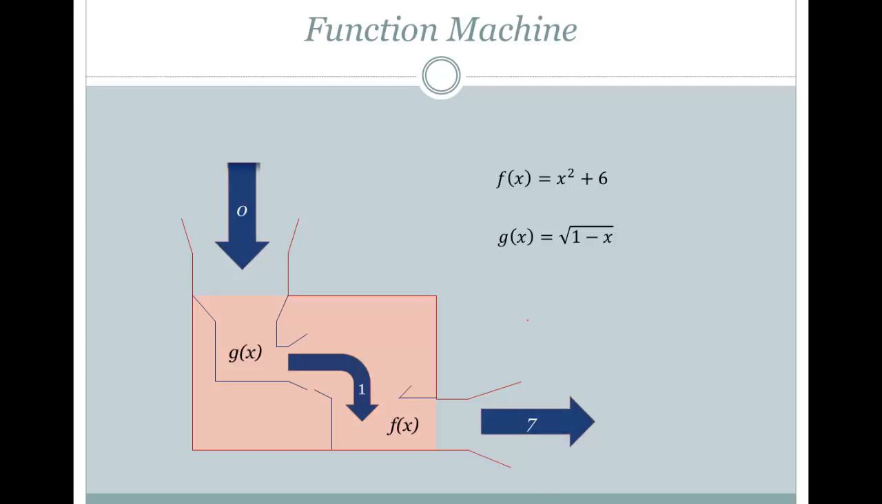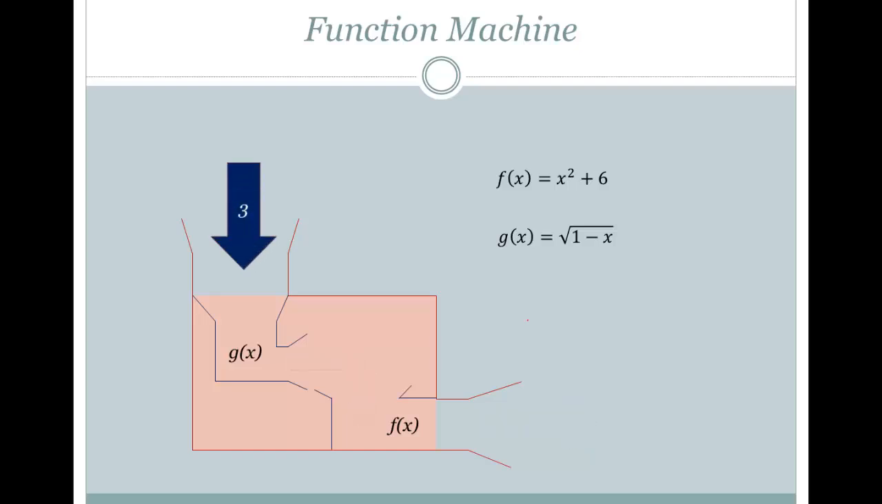Let's do another one. Let's plug in -3. -3 comes in here. I get 4. Square root of 4 is 2. So 2 comes out of the g of x function machine. It goes into the f of x function machine. Okay, when I plug 2 into the f of x, I get 2 squared, which is 4, plus 6 is going to give me 10. Okay, hopefully this is making some sense.